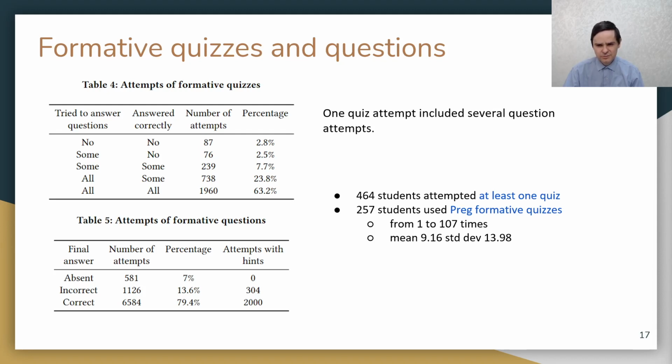Generally, only about half of the students used PEREC formative quizzes voluntarily. Others preferred regular and correct writing formative quizzes that the teachers thought unethical to block to study the effects of PEREC. The students who used pre-quizzes made about 9 attempts of 6 quizzes on average.